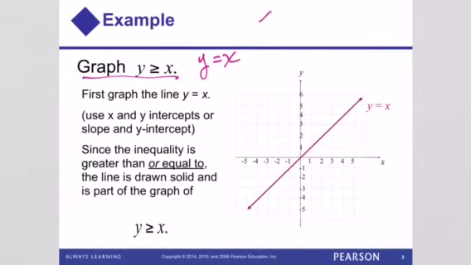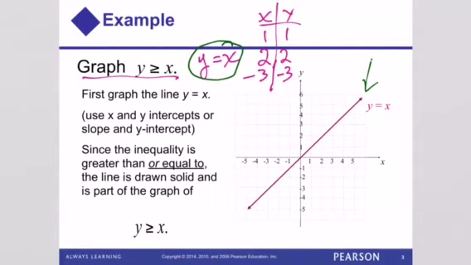So if we made a table for that, we'd put in 1 for x, and we get out 1 for y. We'd put in 2 for x, we get out 2 for y. We'd put in negative 3, and we get out negative 3 for y. So the graph of y equals x looks like this line right here, where it's already drawn. When you're finding the graph of an inequality, you're just going to graph it as if it were an equality to start with in order to get the boundary line. Okay, so remember this is called the boundary line. It's the equation.